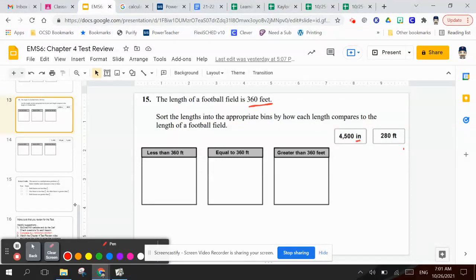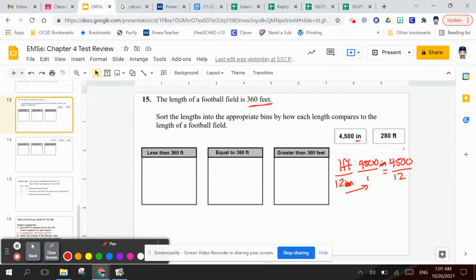So I know for every 1 foot, there's 12 inches. If I have 4,500 inches, I want to know how many feet that is. So my inches cancel out. 1 times 4,500 is 4,500. 12 times 1 is 12.